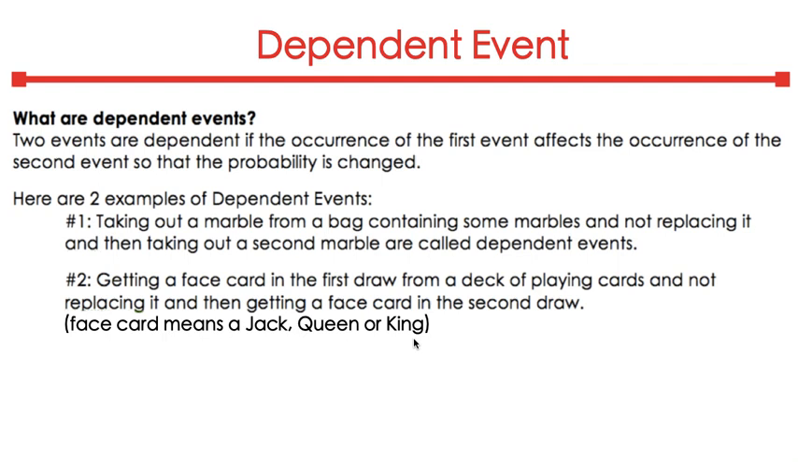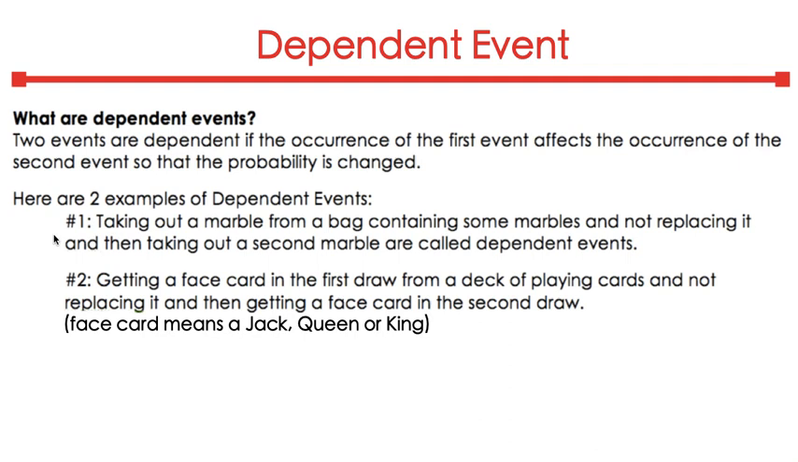In this video tutorial, we're going to be talking about what are dependent events. So, two events are dependent if the occurrence or the probability of the first event affects the occurrence or the probability of your second event. Let's take a look at these two examples.